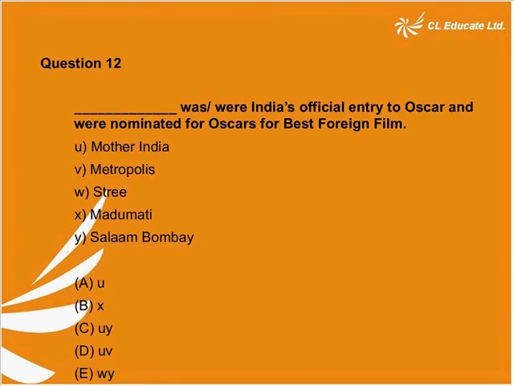So, question number 12: which were India's official entry to the Oscars and were nominated for the best foreign film? Which of the above? The options are Mother India, Metropolis, Madhumati, Salaam Bombay. If you remember Salaam Bombay, that already takes out A, B and D. Salaam Bombay was recently nominated, and then U and W are left. So Metropolis and Madhumati get out, and Mother India remains.